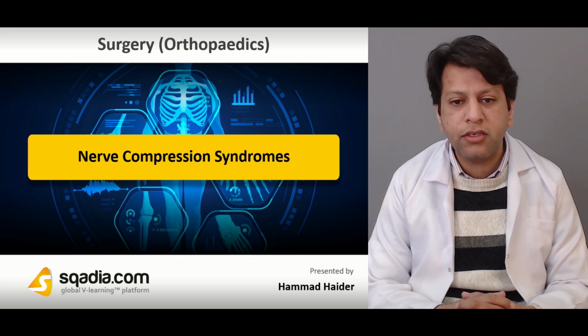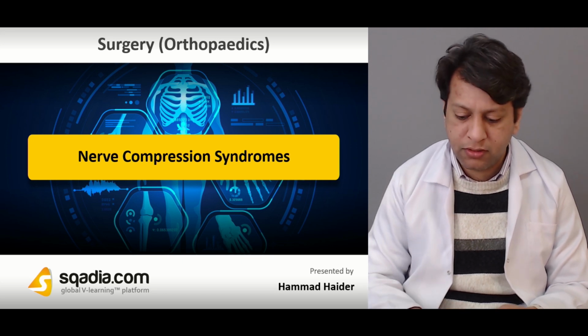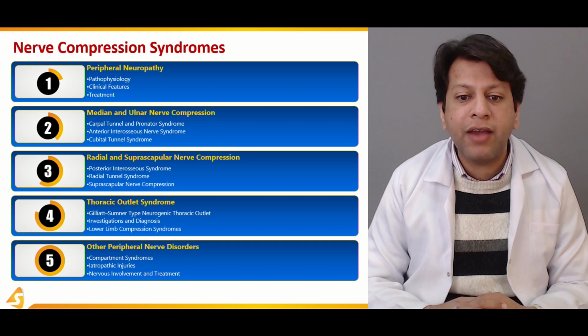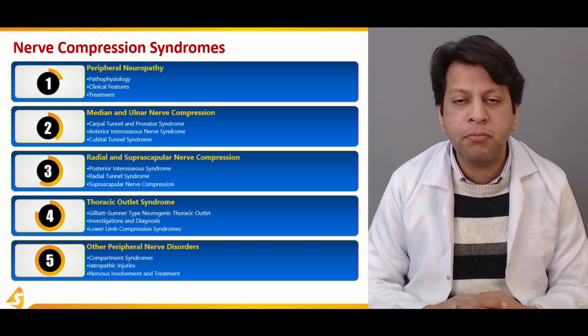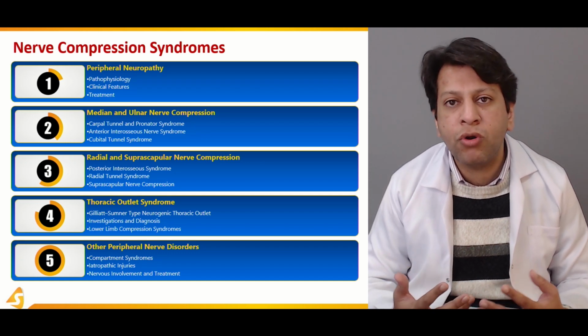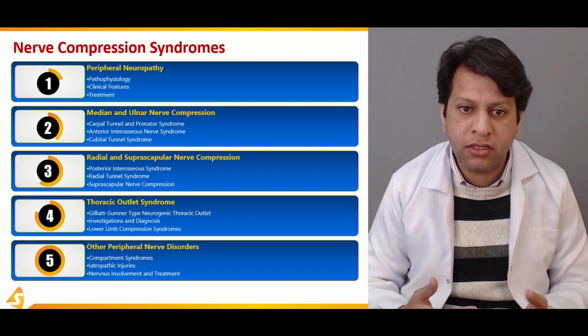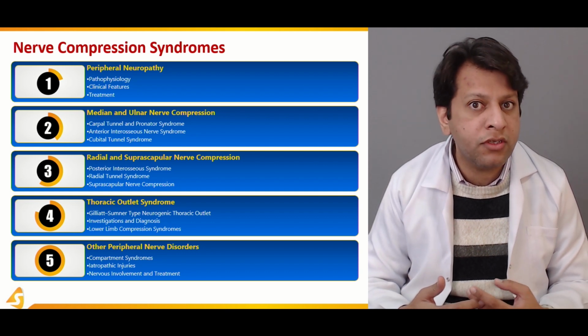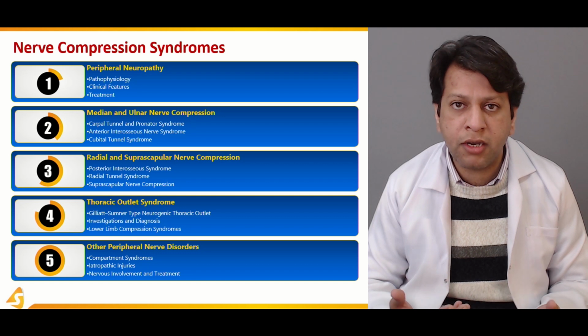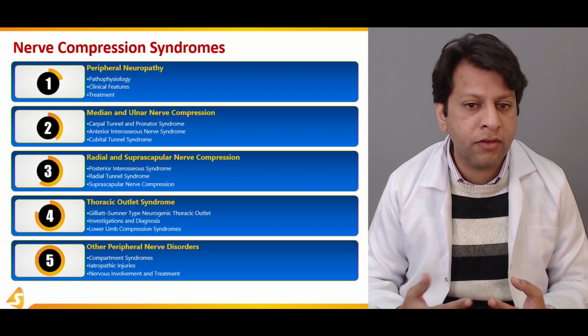Today our topic is nerve compression syndromes. In this we have 5 sections. Initially we'll be going through the pathophysiology and the mechanism of how the nerve can be injured, especially the clinical features of the peripheral nerve injury when it comes to median, ulnar and radial nerve injuries.